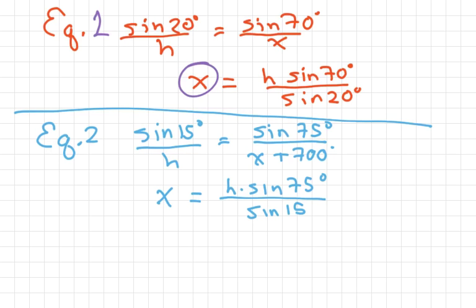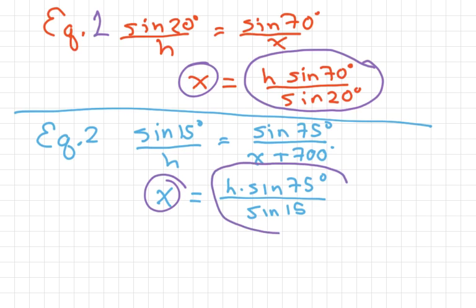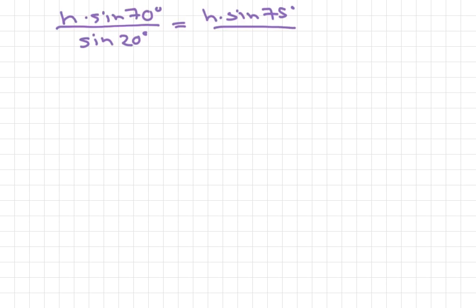Now that we solved for x, we have two x's. We're going to use substitution and just set this equation equal to this one and then solve for h. So basically that's what I'm going to do on the next slide. When I set them equal to each other, I have h times sine of 70 over sine of 20 degrees equals h times sine of 75 degrees over sine of 15 degrees.